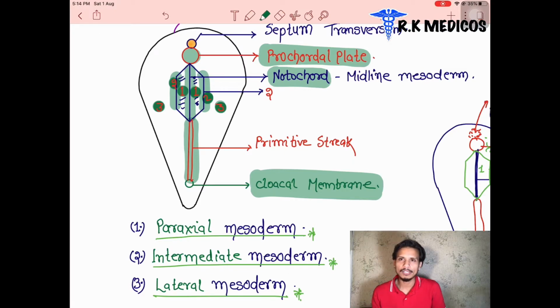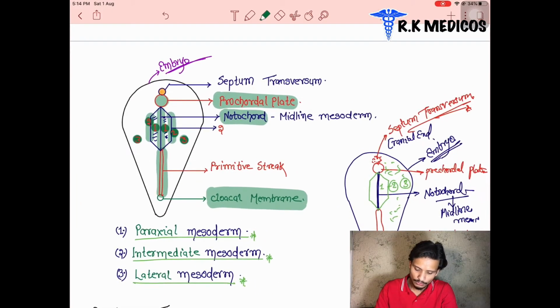And where are they located? They are located just aside of the notochord, just lateral to the notochord. The first mesoderm is paraxial. Next one, just lateral to it, is the intermediate, and just lateral to the intermediate mesoderm there is a lateral mesoderm. So these are the three types of mesoderm. Now hope it's clear, the whole structure is clear for you now.